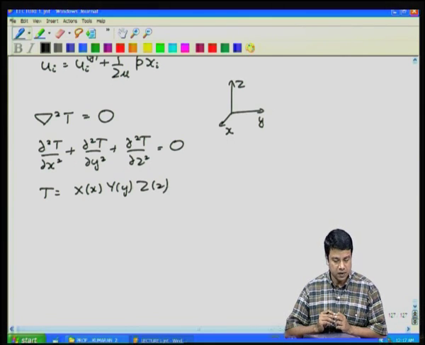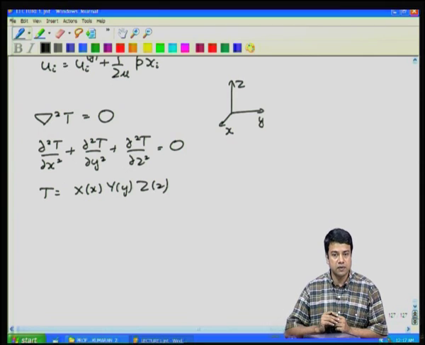Now, of course, you have 3 components of the velocity, 3 position coordinates, and trying to solve each of those will become very complicated, especially if you do not have nice boundary conditions for the velocities on the bounding surfaces.